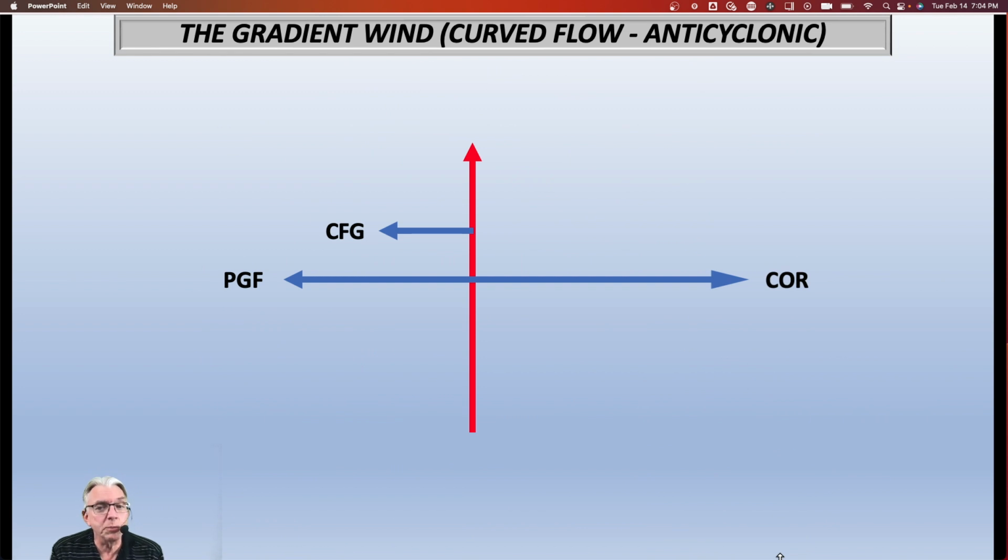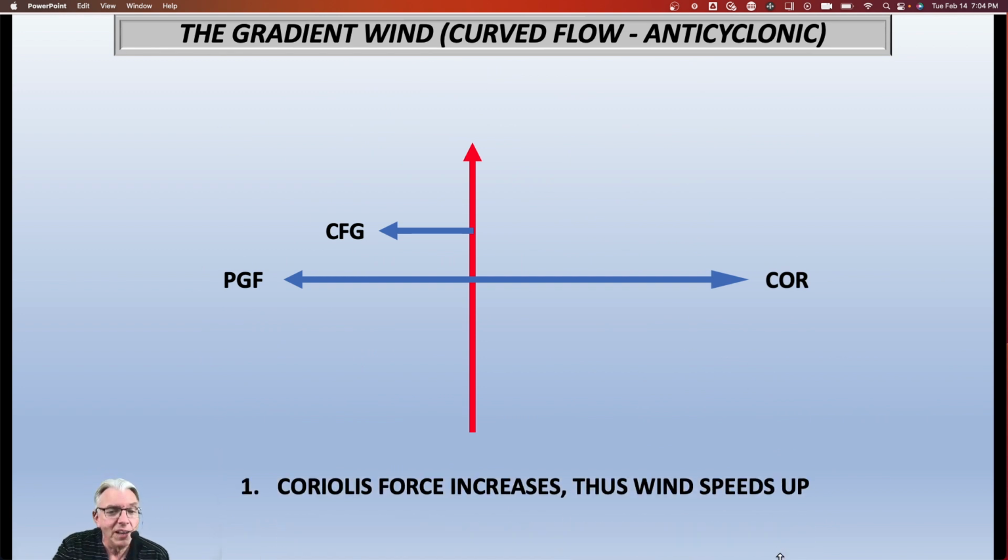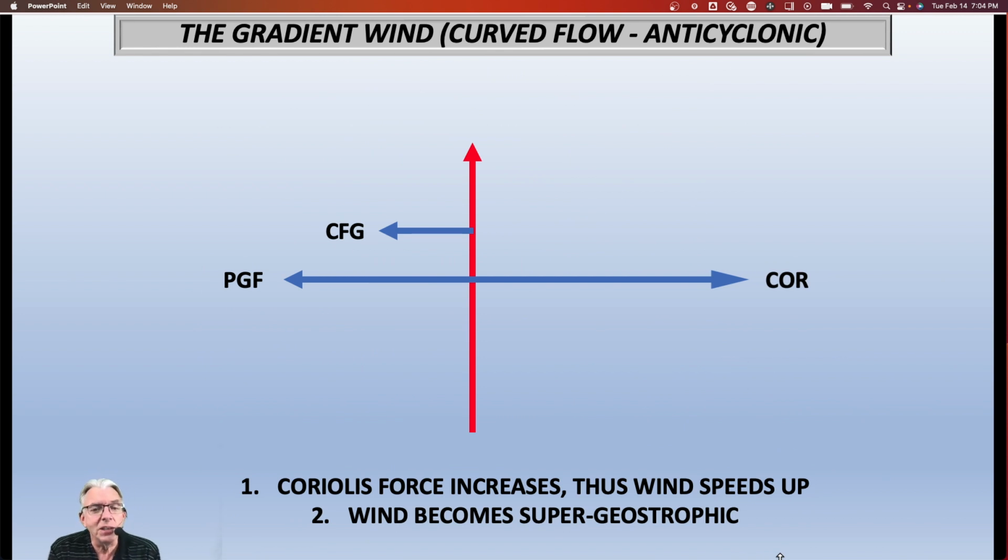And the wind speed is proportional to the Coriolis force, right? So as the Coriolis force increases, the wind speeds up, and then it becomes what we call supergeostrophic. So as you have curved flow going in an anticyclonic manner and you were to calculate what the geostrophic wind should be, in reality it would end up being faster than that wind speed because of the fact that the flow is curved in an anticyclonic manner around that area of high pressure.